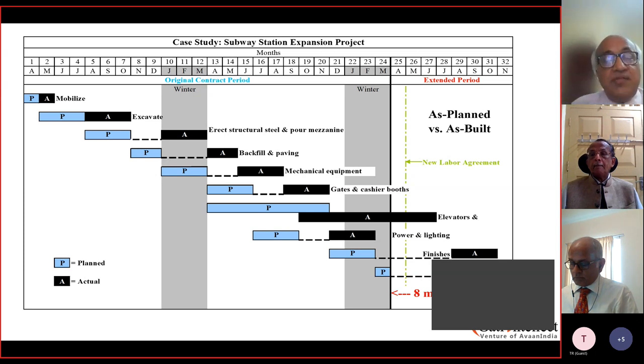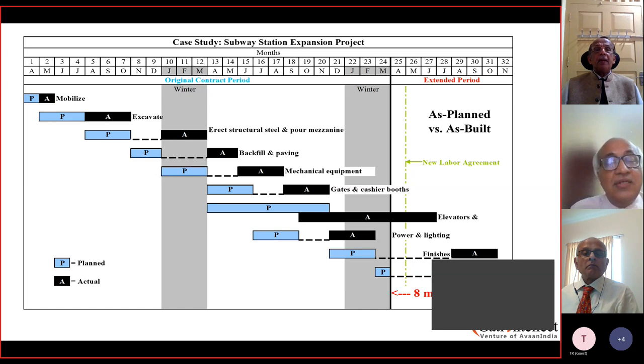Any questions at this side? Anything to add, Professor Matthews? Anything? No, no, absolutely right on the track. Let's see anything from the participant side or from the guests.